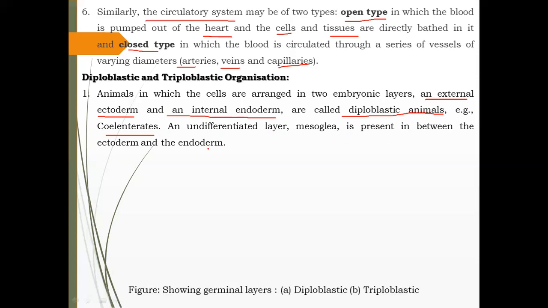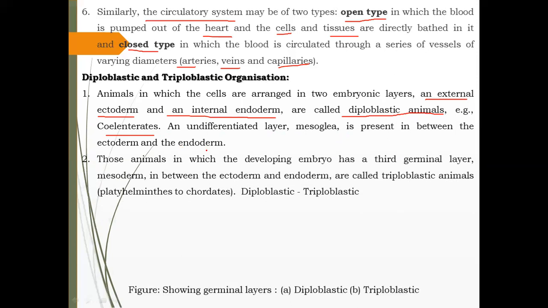They are called triploblastic animals. Those animals in which the developing embryo has a third germ layer, the mesoderm, in between the ectoderm and endoderm, are called triploblastic animals. It is actually present in higher animals. For example, platyhelminthes, you know, the flatworms or tapeworms.